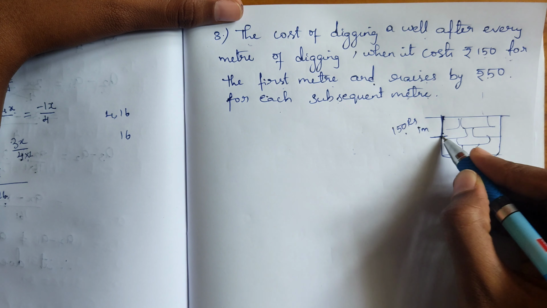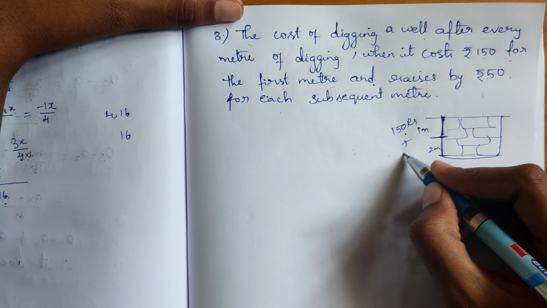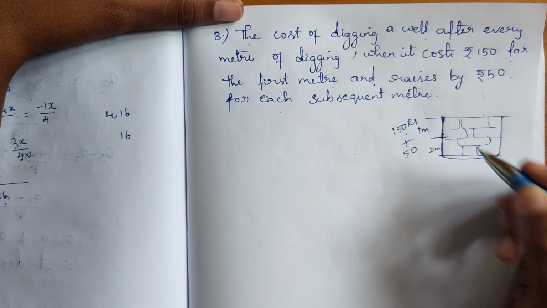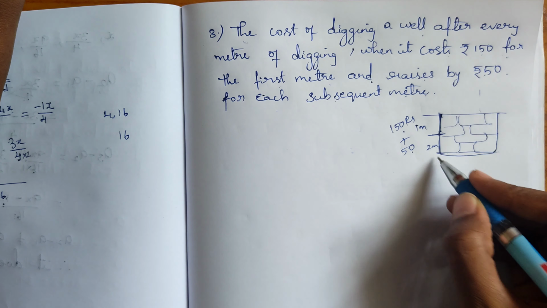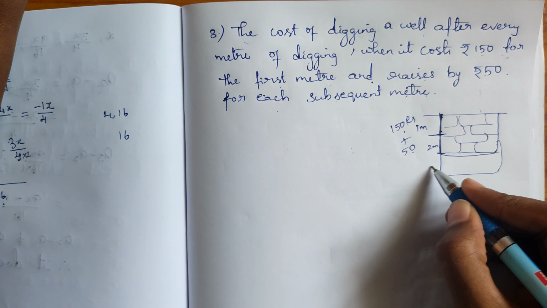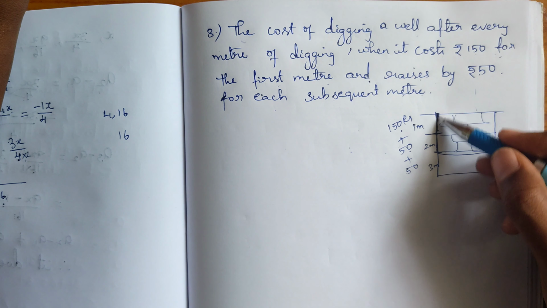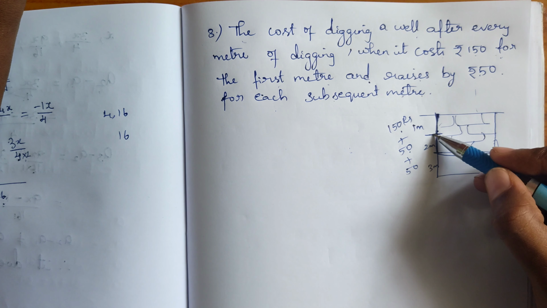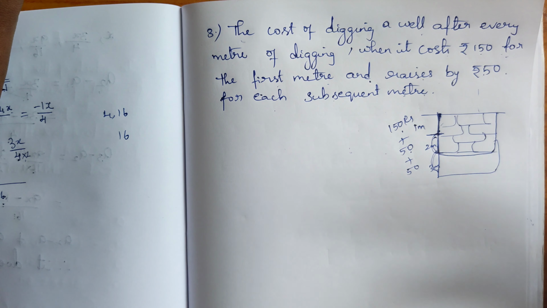So after 1 meter, when you dig another meter, the second meter, then 50 rupees will be added to the first amount. That is 150 plus 50, which is 200. For 2 meters, we have to give 200. For the third meter, if they are digging, plus 50. So it will go on. For the first meter, it is always 150, and for each subsequent meter, 50 rupees will be added.